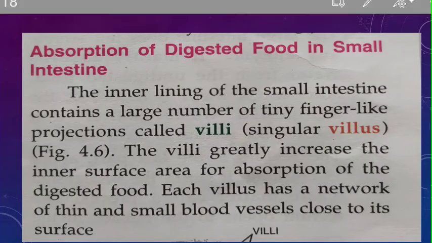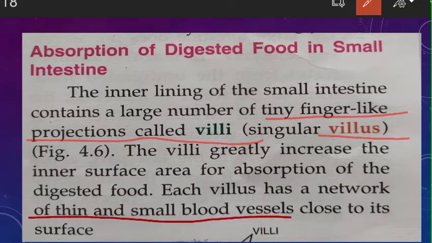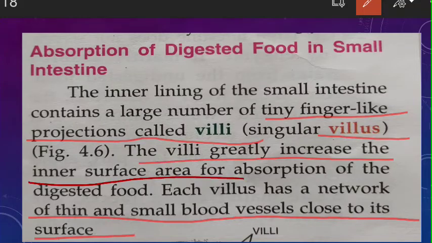Now, next is the absorption of digested food in the small intestine. The inner lining of the small intestine contains a large number of tiny finger-like projections called what? Villi. And the singular form of villi is villus. The villi greatly increase the inner surface area for absorption of the digested food. And each villus has a network of thin and small blood vessels close to its surface. So why does absorption of food take place in the small intestine? Because of the presence of what? Villi. Because the villi greatly increase the inner surface area for absorption of the digested food.